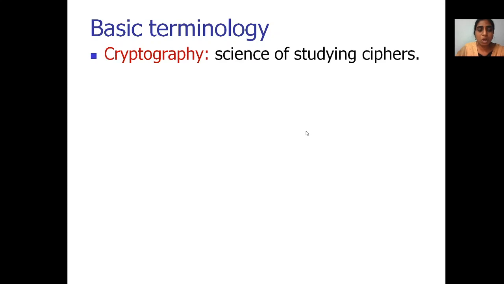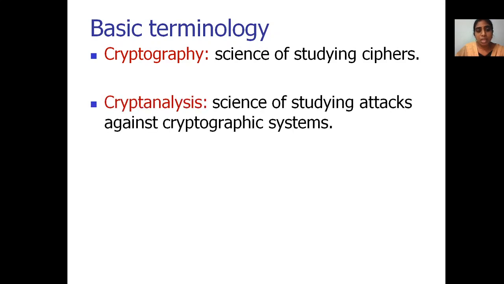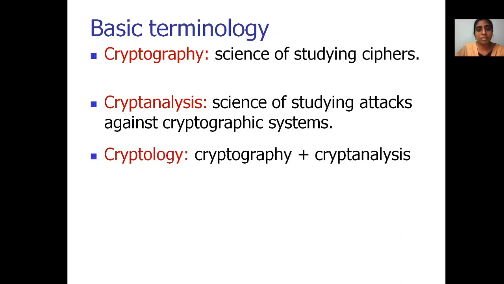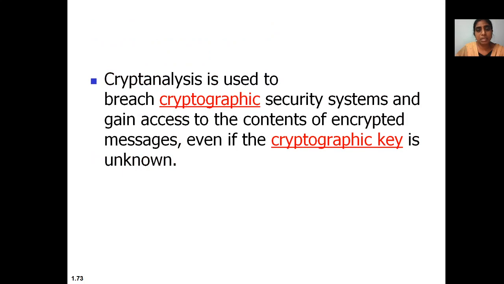So the basic terminologies are these. Cryptography is the science of studying ciphers. Cryptanalysis is the study of attacks against cryptographic systems. Cryptology is cryptography plus cryptanalysis. So what is cryptanalysis? Cryptanalysis is used to find weaknesses in cryptographic security systems and gain access to the contents of the encrypted messages even if the cryptographic key is unknown.